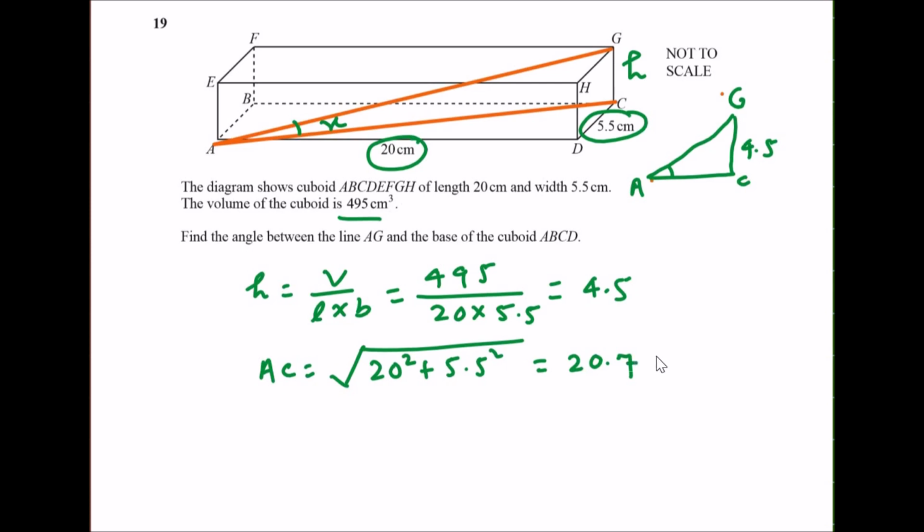Again, I am not writing this answer in 3 SF. I am writing more SF so that we can get our final answer correct. Always keep in mind, don't write intermediate answers in 3 SF. That should be more than 3 SF. It can be 5 SF, 6 SF. Now in this triangle you can apply SOH CAH TOA trigonometry and find this. So this we got 20.742, AC known, and 4.5 is CG.